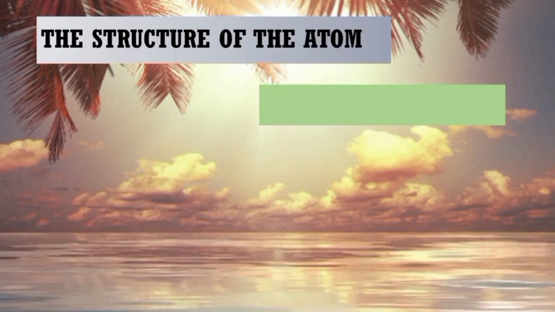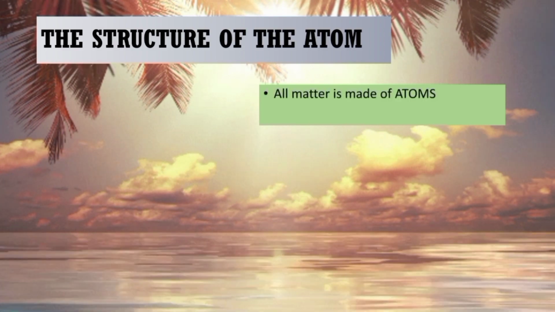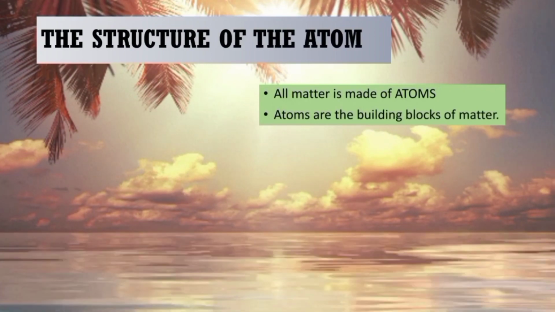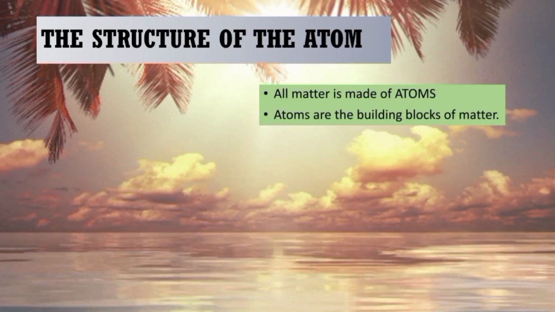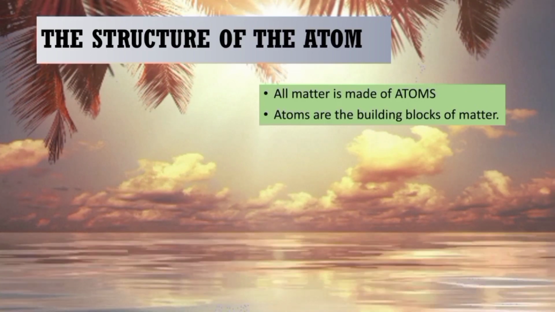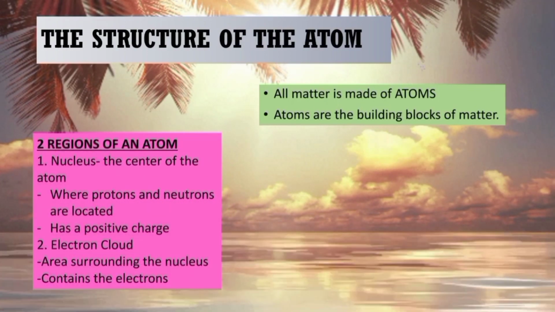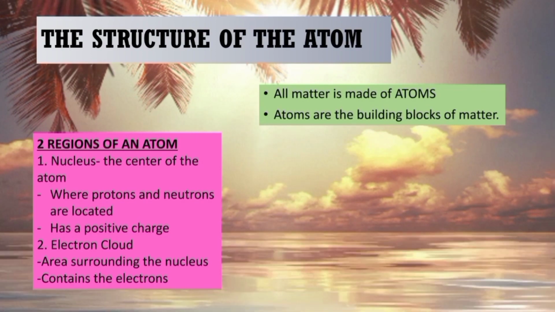So let's start off by discussing the structure of the atom. You know that all matter is made of atoms. Atoms are actually the building blocks of matter. So without atoms, there'd be no matter. Next, the atom has two main regions. First is the nucleus and the other one is the electron cloud.